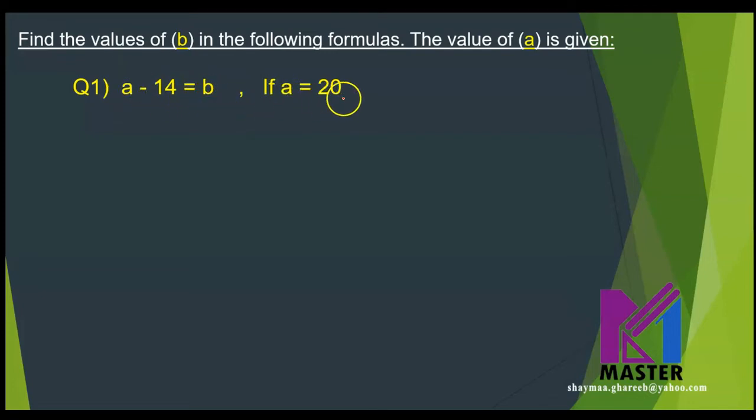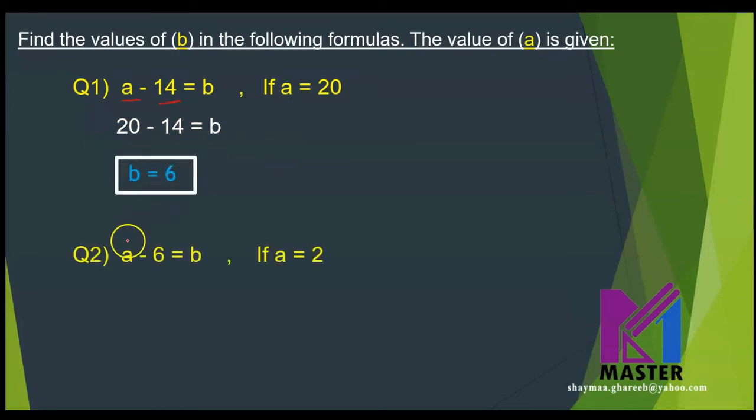If A equals 20, and this is given in the question, then I will substitute. I will put 20 instead of the A, so it will be 20 minus 14. So 20 minus 14 equals B. So can you guess now how much exactly the B is, or the value of B? Of course, B equals 20 minus 14, which is 6.